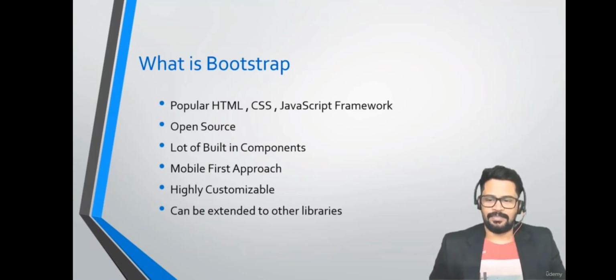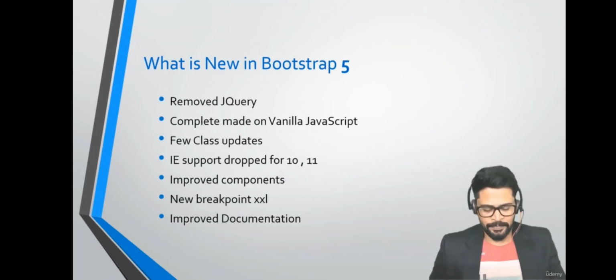The current version we are learning today is Bootstrap 5.1. Now, what are the new things in Bootstrap 5? Bootstrap 5 has removed jQuery. Previously in Bootstrap 4 and Bootstrap 3, we needed to add a jQuery library for a Bootstrap application, but it is completely removed. It only uses pure vanilla JavaScript, and the jQuery dependency has been removed completely from Bootstrap.